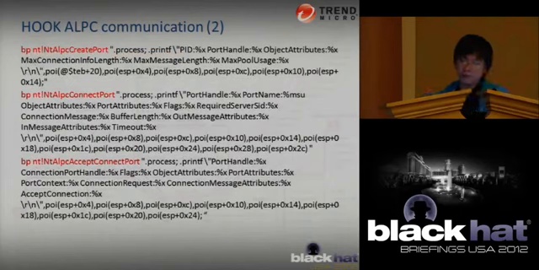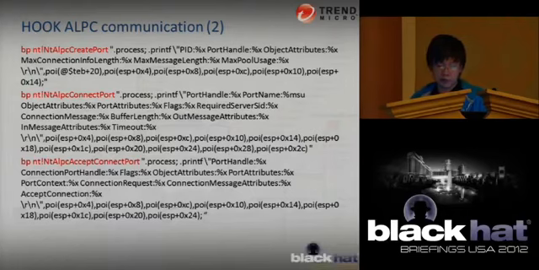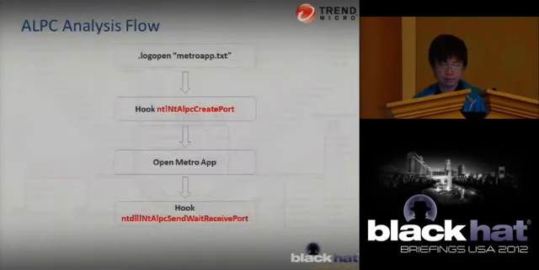And these 3 scripts can help you hook these 3 APIs. Hook ALPC create port can help us know when the ALPC port is created. Hook connect port can help us know when the port is connected and what the name of the port is. And hook ALPC accept connect port can help us know when the connection is being accepted.